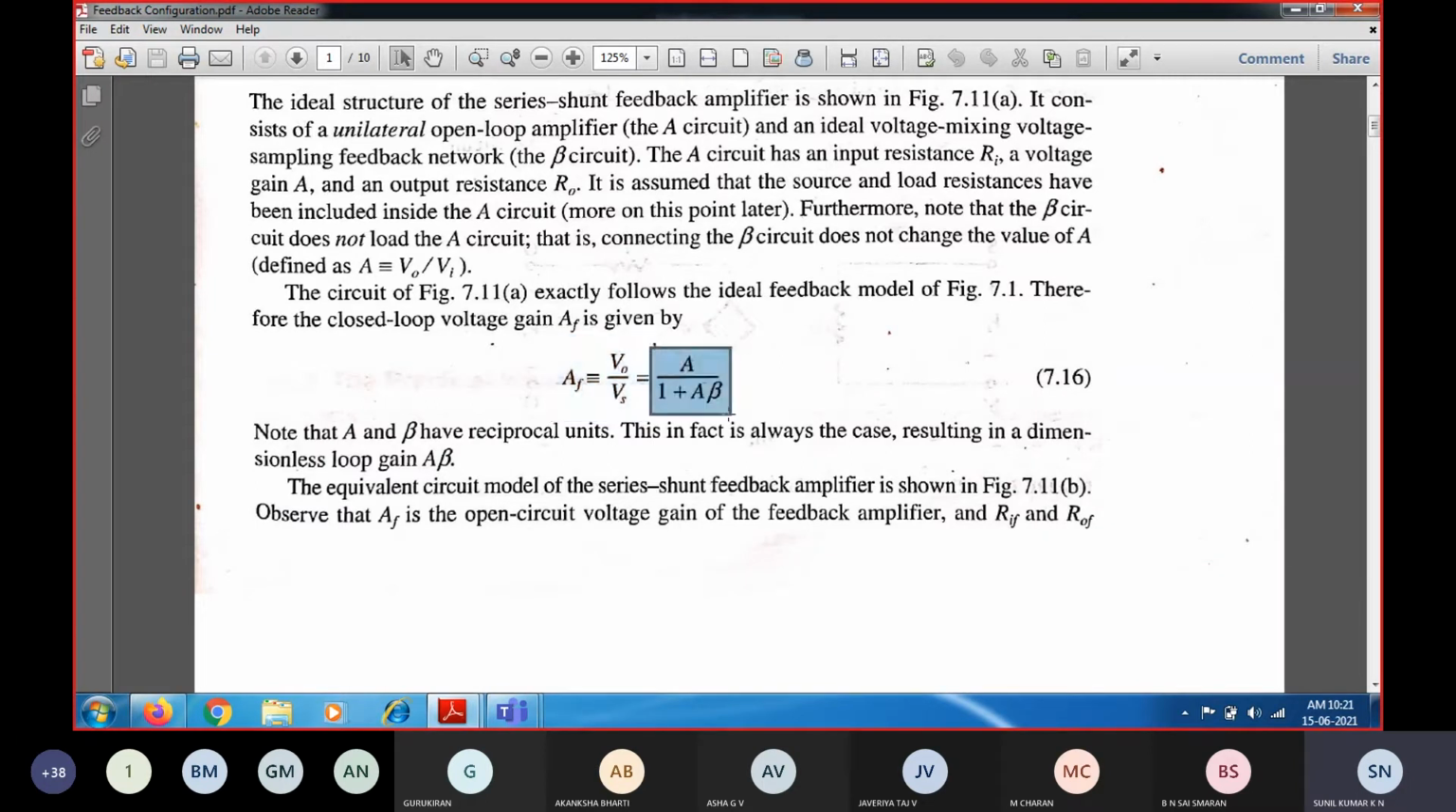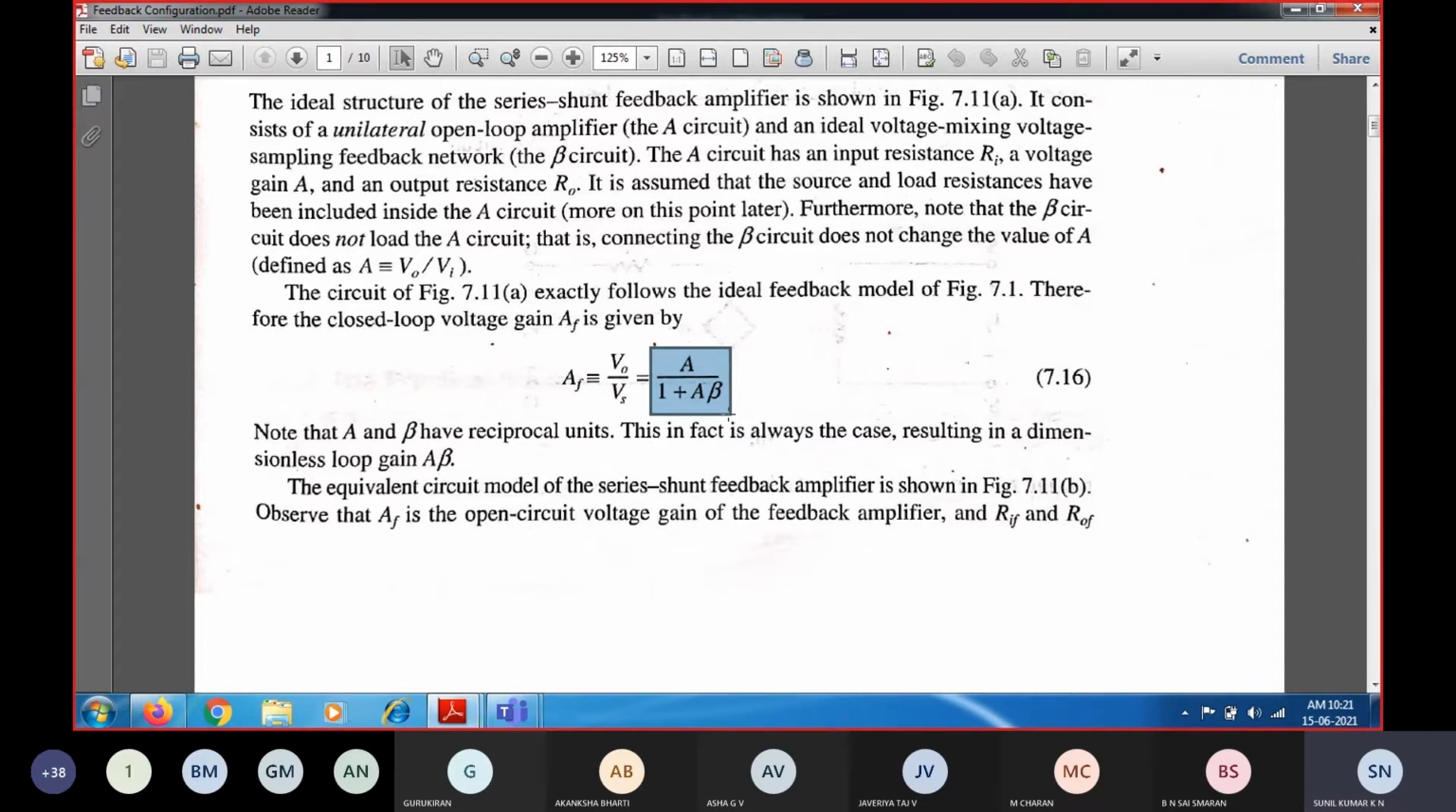So this gain will be common for any type of amplifier configuration, whether it is a voltage amplifier with feedback, or a current amplifier with feedback, transconductance amplifier with feedback, or transresistance with feedback. So for all these, we obtained the general feedback gain expression in the beginning of the class itself. That is, the feedback gain is A divided by 1 plus A into beta.